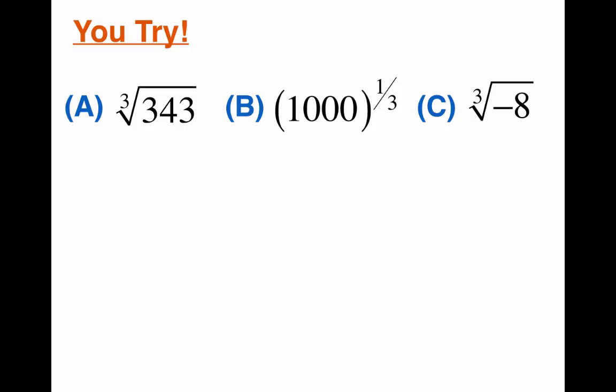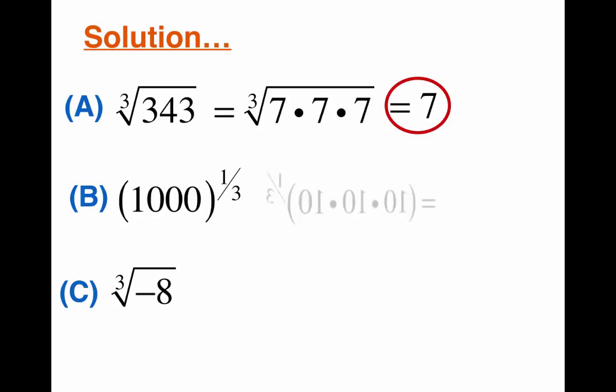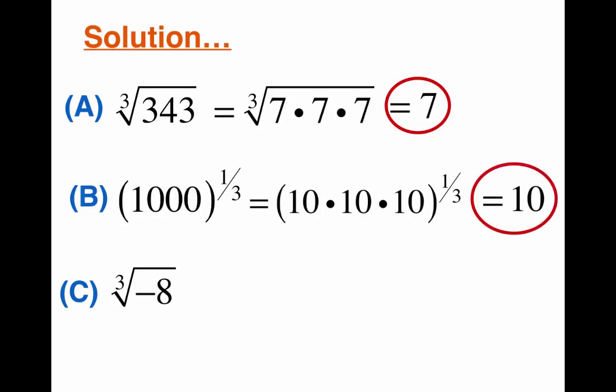343, but we want the cubic root. Well, the answer is it takes 7 times 7 times 7 to get 343. So the answer is 7. How about for the cubic root of 1,000? Did you know to find 1,000, it's 10 times 10 times 10? So the answer is 10.